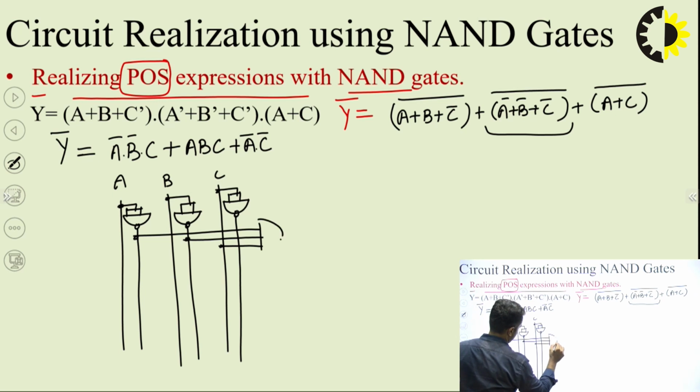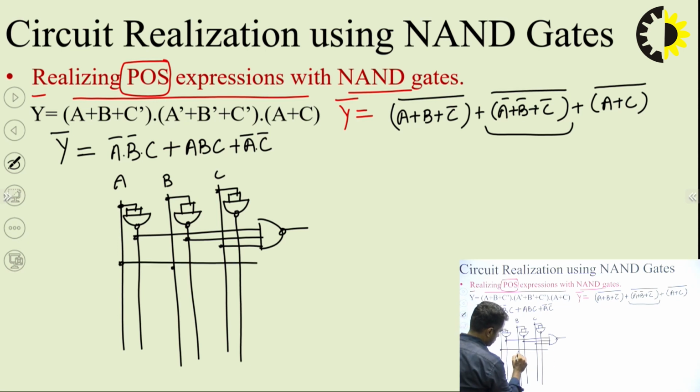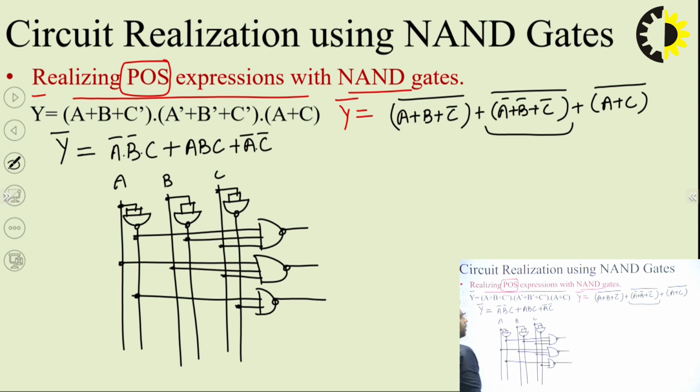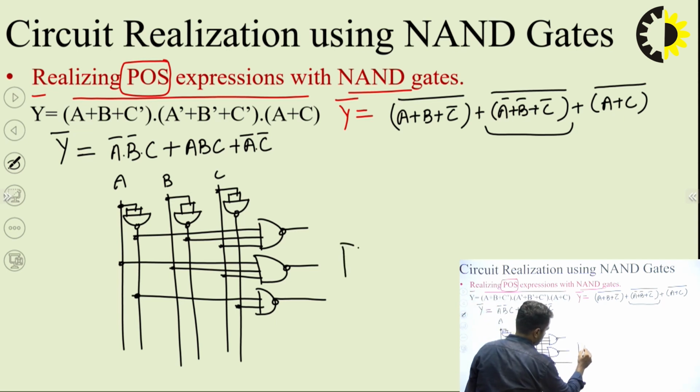So first product, first NAND gate. Then second one is A, B, C. This is A, this is B, and this is C. Second NAND gate. Third one is A complement, C complement. So this is A complement, this is C complement. Okay, and all these are to be added. So instead of using an OR gate, we will again use a NAND gate.